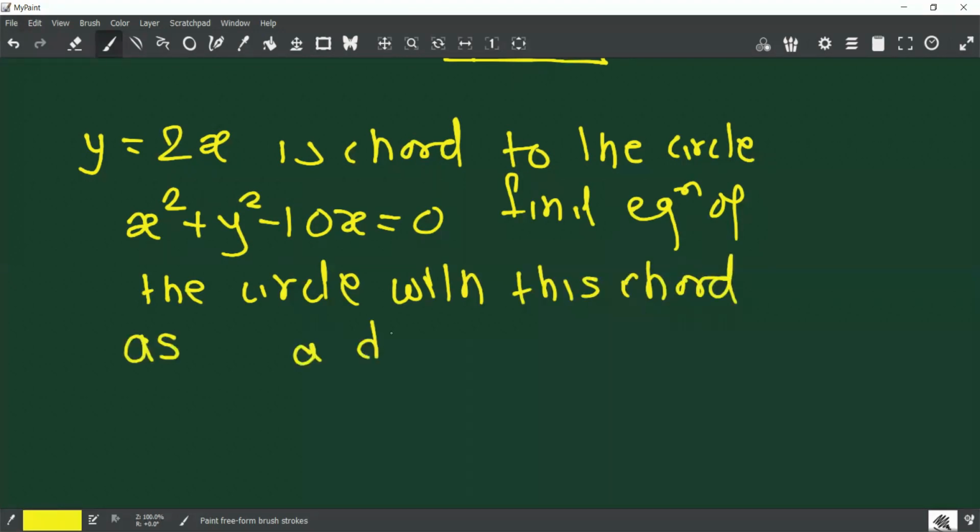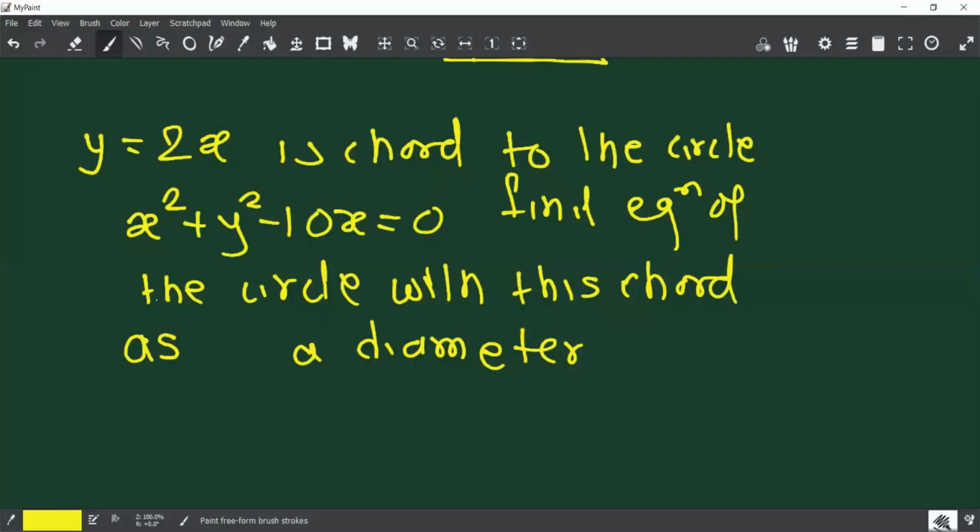Oh yeah, Tuhin, yes. You are right. Let me complete this sum, then I will do the previous sum. Yes. Thank you so much. Let me just complete this sum. Okay, y is equal to 2x is a chord to the circle x square plus y square minus 10x is equal to 0. Now find the equation of the circle with this chord as a diameter.